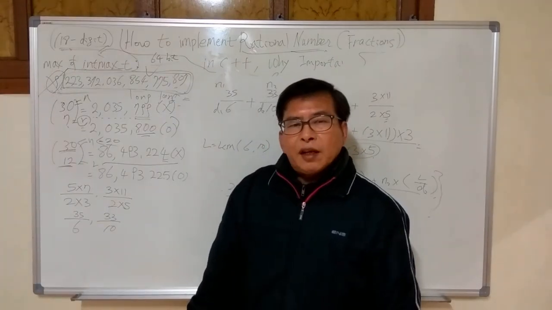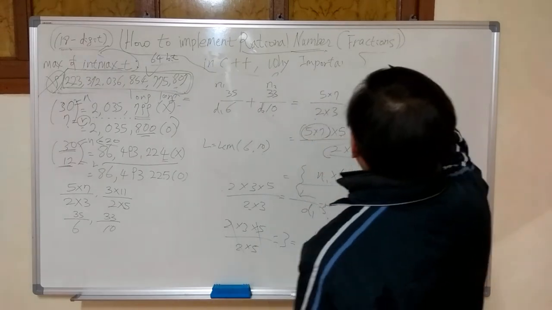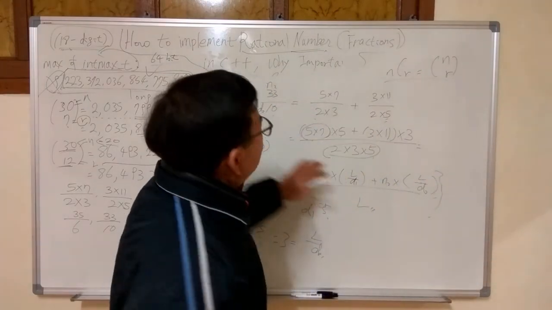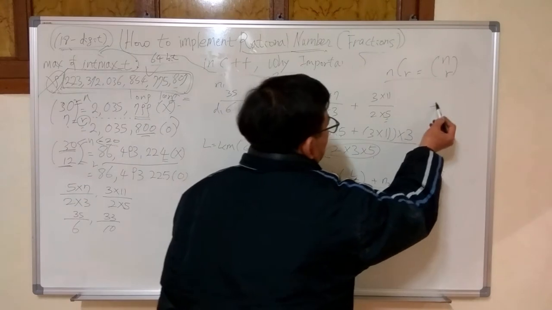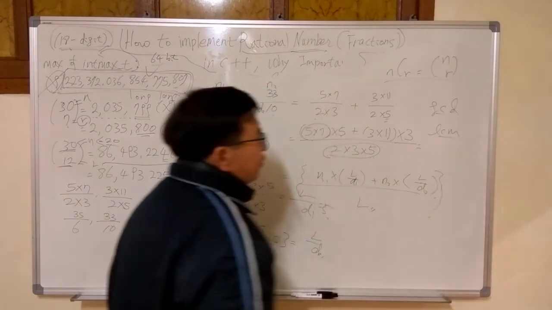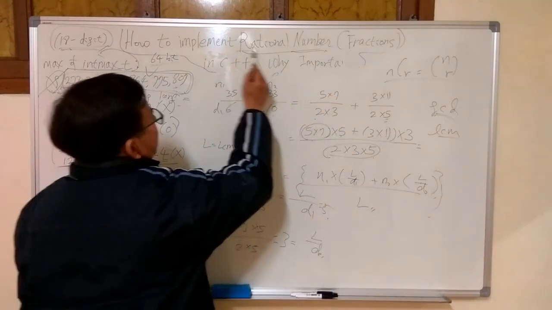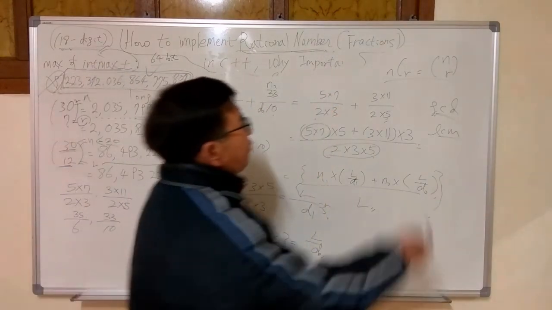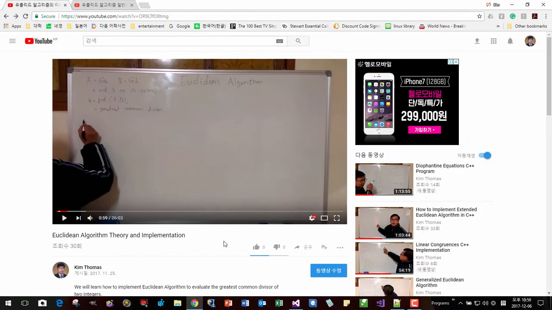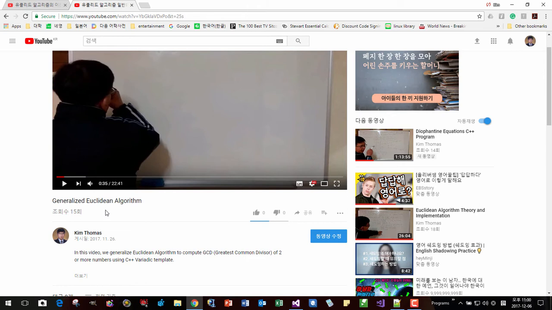Now I move to my laptop computer and implement NCR, the number of combinations, correctly. First I will implement GCD, the Euclidean algorithm. Then I will implement the LCM, least common multiple. Then I will implement the rational number class. Then I will implement it correctly. I am moving to my laptop. About the Euclidean algorithm, theory and implementation, and the generalized Euclidean algorithm, please watch my 2 previous videos. I already filmed them previously.